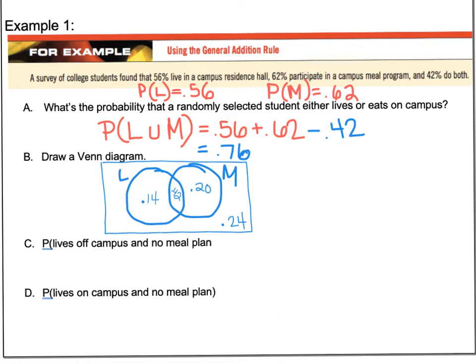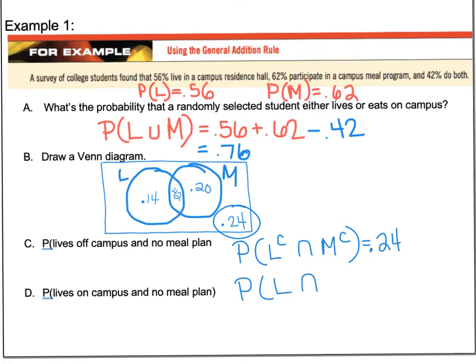So probability lives off campus and no meal plan. So probability of lives off campus would be L complement intersected with meal complement. So what's that? That's this area down here, the outside of both circles. Probability lives on campus and no meal plan. So just showing you proper notation would be lives on campus, intersected, no meal plan would be complement. What area is that? That's over here, this area, right? So 0.14. So you could try to get fancy with formulas, but I tell you it gets pretty confusing pretty quickly. Go with a Venn diagram, so much easier.